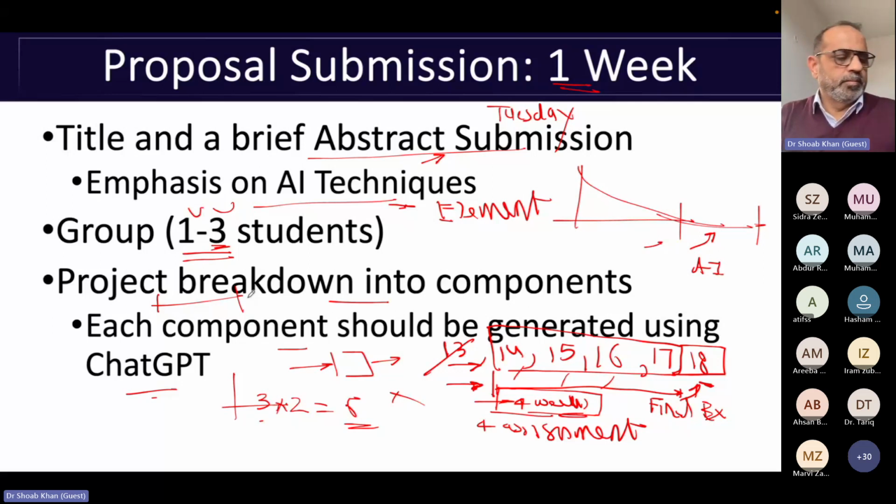If you're publishing something in an international conference which is happening in Pakistan, definitely we will support that. Okay, great. Thank you.